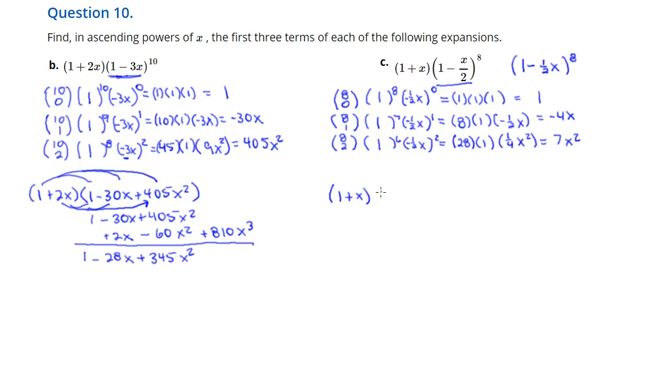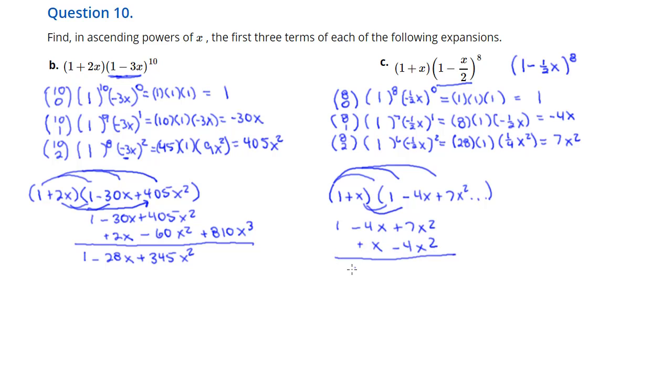And now we're going to take the binomial 1 plus x and multiply it by these first three terms. And even though there are other terms, we're only going to do the first three because we only need three to answer their question. Anyway, when we do the first one times 1, we're going to get 1 minus 4x plus 7x squared. And then we're going to multiply everything by x. So that's going to be x minus 4x squared.